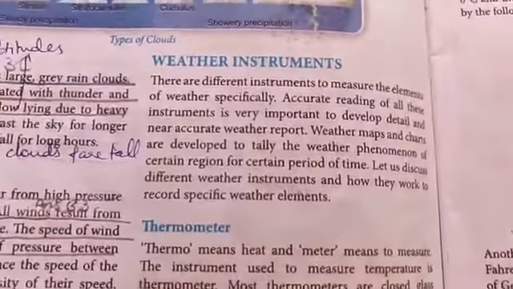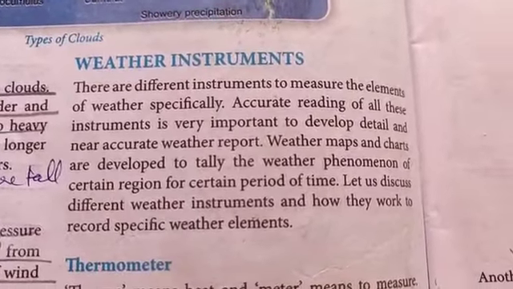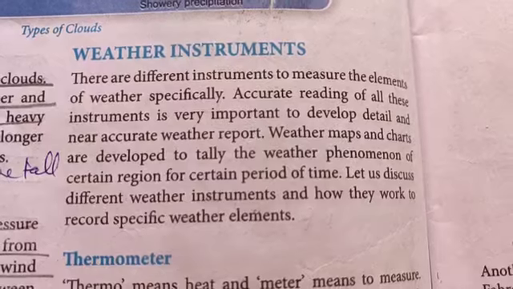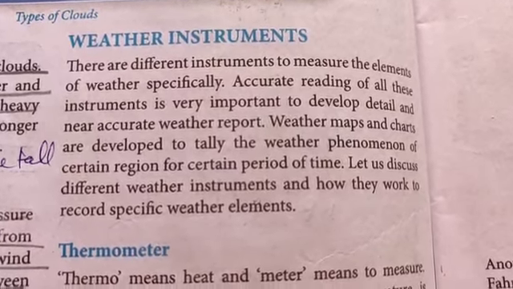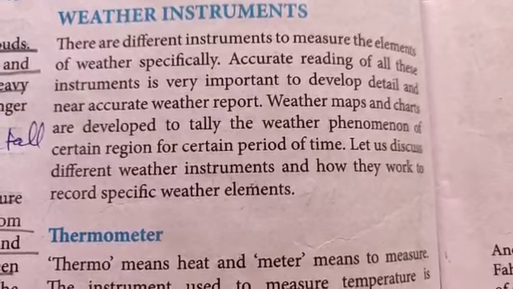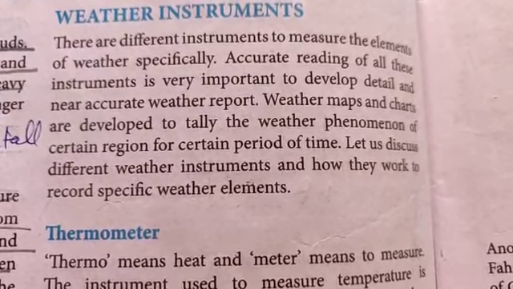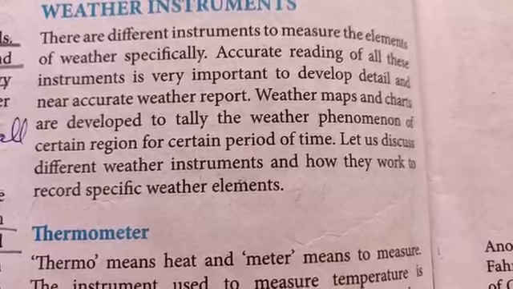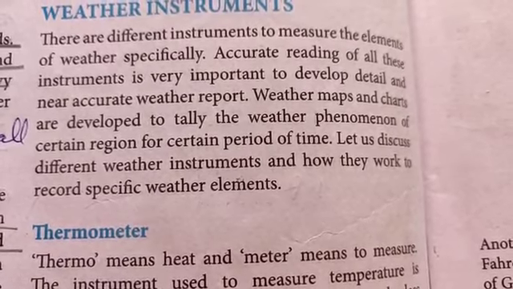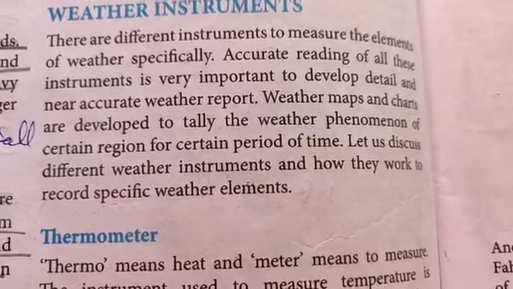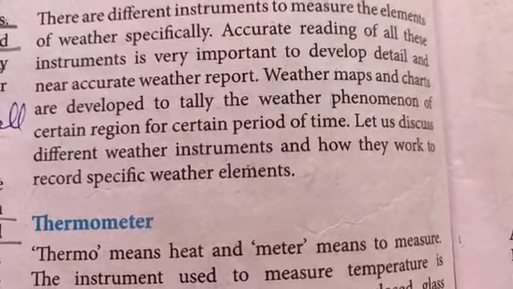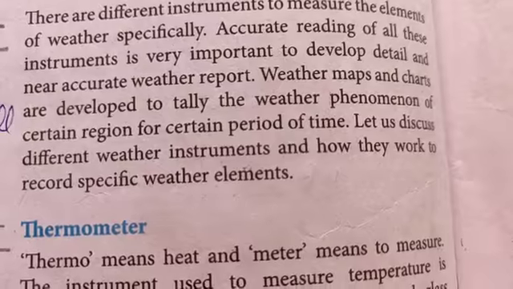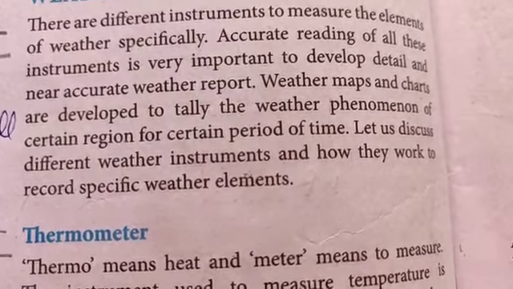Now, weather instruments. There are different instruments to measure the elements of weather specifically. Accurate reading of all these instruments is very important to develop a detailed and near accurate weather report. Weather maps and charts are developed to tally the weather phenomena of a certain region for a certain period of time. Underline this, children. Let us discuss different weather instruments and how they work to record specific weather elements. So please underline weather maps and charts. Why are they prepared? It can be asked as give reasons. They are developed to tally the weather phenomena of a certain region for a certain period of time.